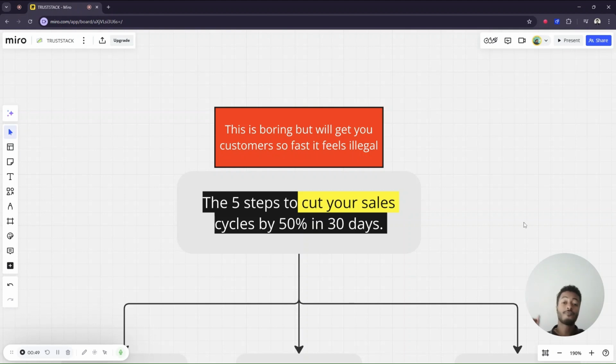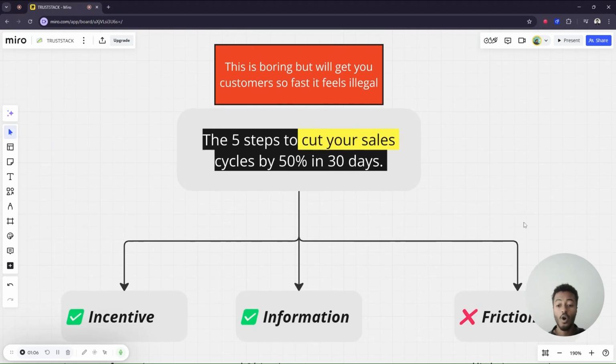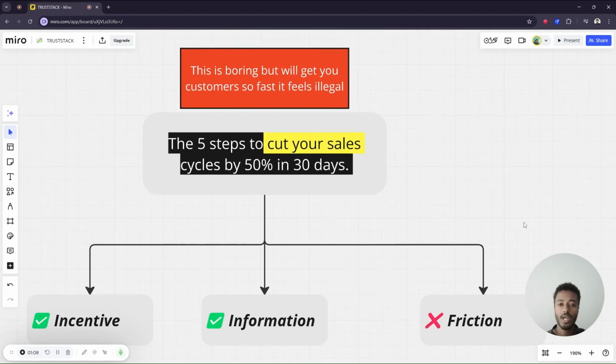But first, to do this, there are 3 important things that you must understand to make this process work. These things are incentive, information, and friction. And what do I mean by this? We want to increase incentive, we want to increase information, and we want to decrease friction, sorry.